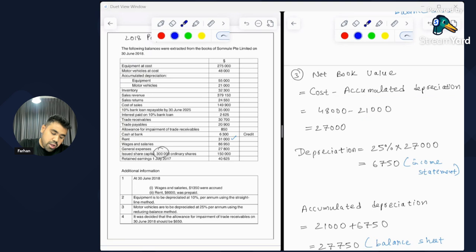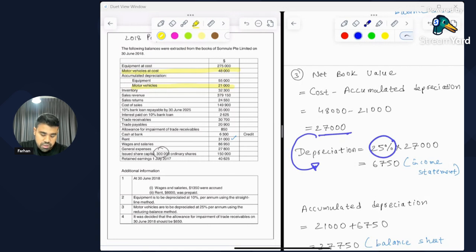So let me just show you where I got these numbers from. So here you can see the motor vehicles at cost of $48,000 and the accumulated depreciation of motor vehicles of $21,000. So this gives us a net book value of $27,000. All right. Now, how do we find the depreciation using the reducing balance method? We apply the given percentage, which is 25, given in the question, and multiply it with the net book value of $27,000. So this gives us a depreciation of $6,750, and this is an expense that we report in the income statement for depreciation of motor vehicles.